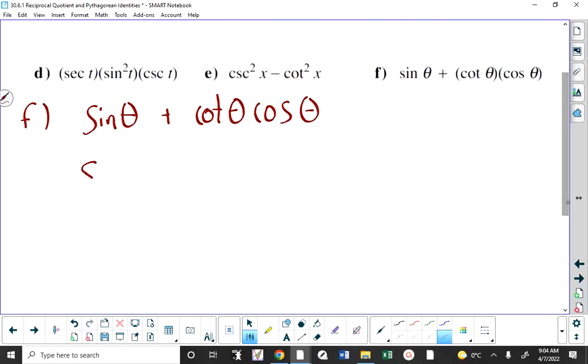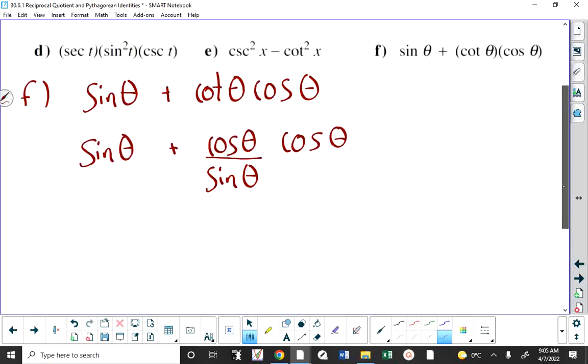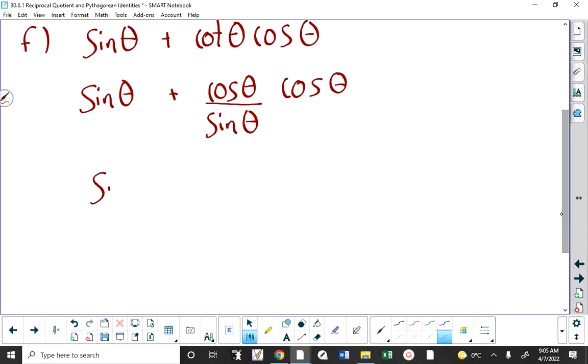Again, so far, Marcel and everybody, the basic strategy for these introductory questions, the ones that we're working on right now, is to rewrite everything as sine and cosine. So I rewrite cotangent of theta as cosine over sine. But now what I have is sine of theta plus cosine squared of theta over sine of theta.